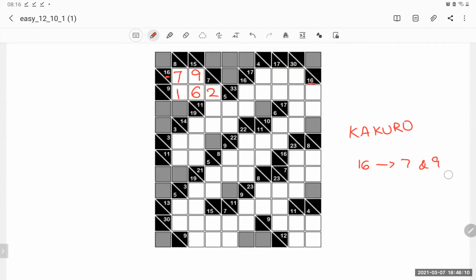16 combination is 7 and 9, right? So can I have a 7 here? If this is 7, this has to be 10. That's not possible, correct? So it should be 9 and 7. This has to be 9. This has to be 8. This has to be 7.